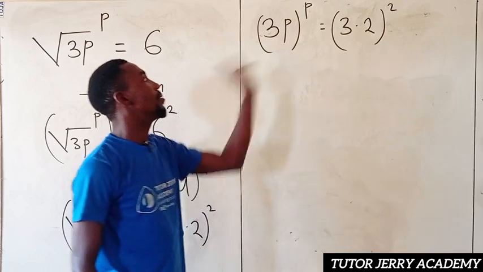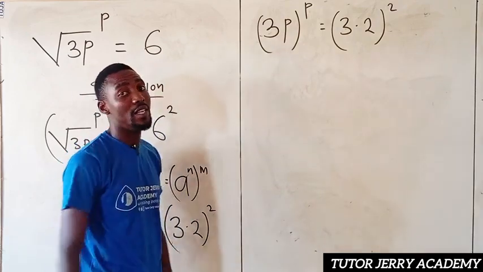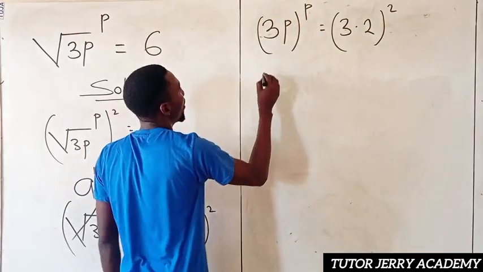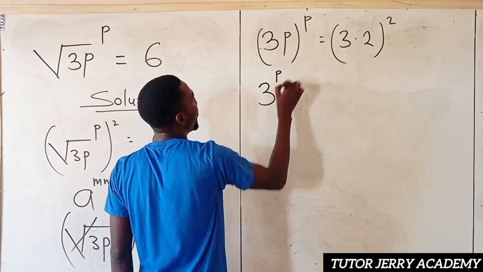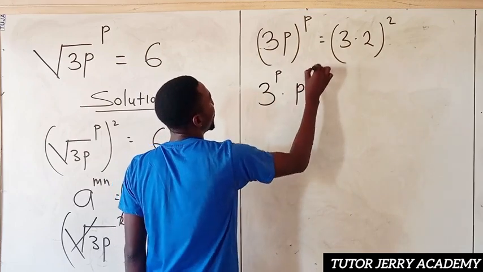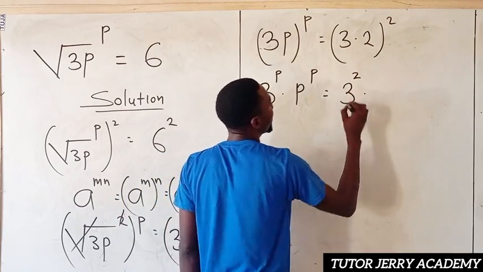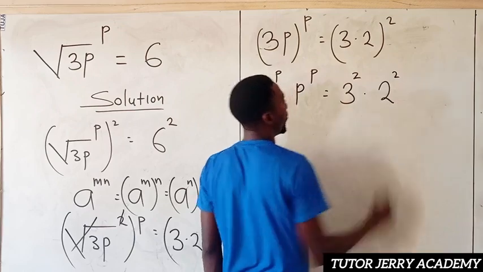Alright, so let's share the square root on there. Here we have 3 to the power 1, 1 times p, power times power. So we are going to have 3 to the power of p multiplied by p to the power of p equals to 3 to the power of 2 multiplied by 2 to the power of 2.